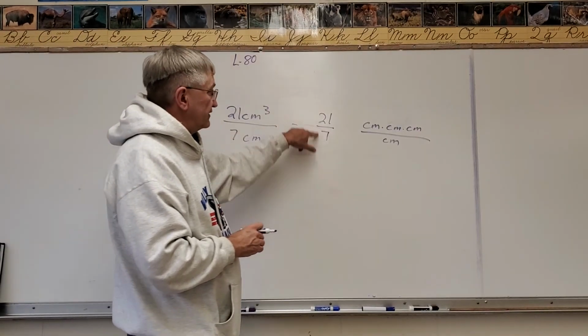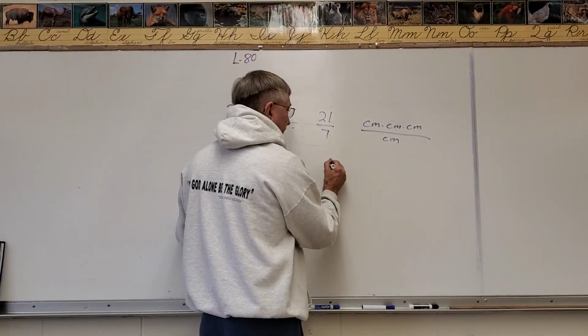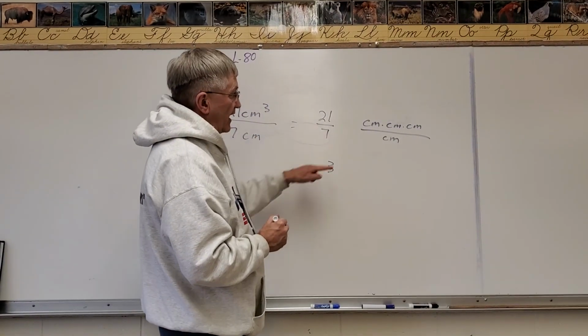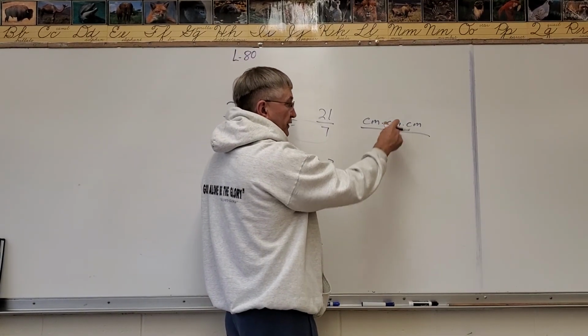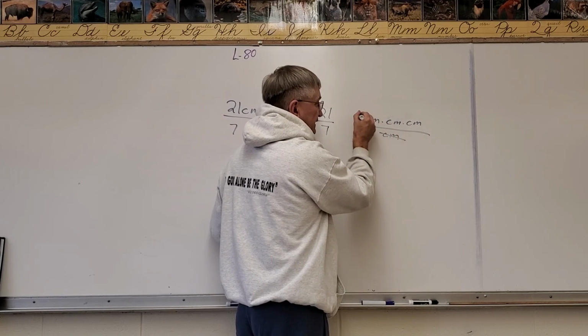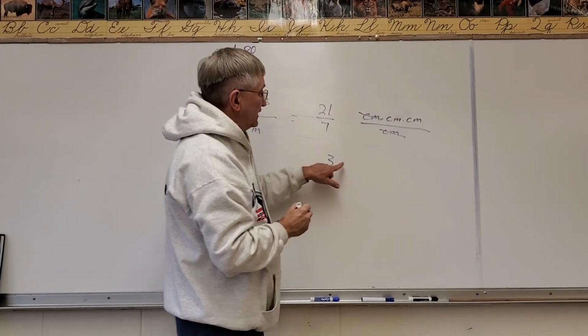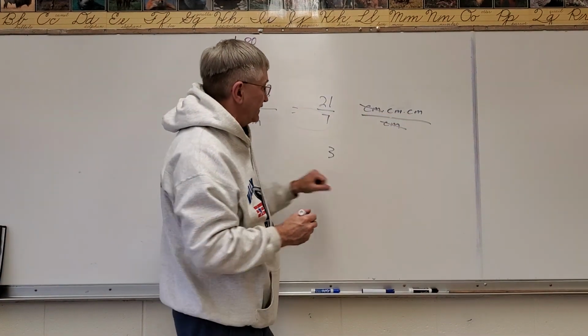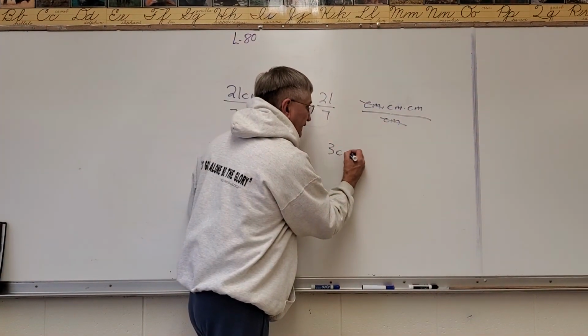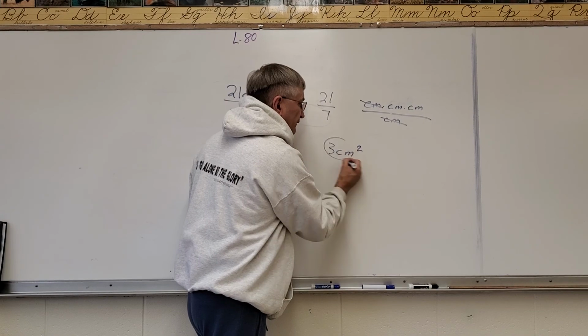We know 7 into 21 goes 3 times. Now here's where the cross-canceling comes in. Since I have 1 cm down here and 3 up here, we can remove 1 and remove 1. With both of those removed, we're left with centimeters times centimeters, which equals centimeters squared. And I'm all done.